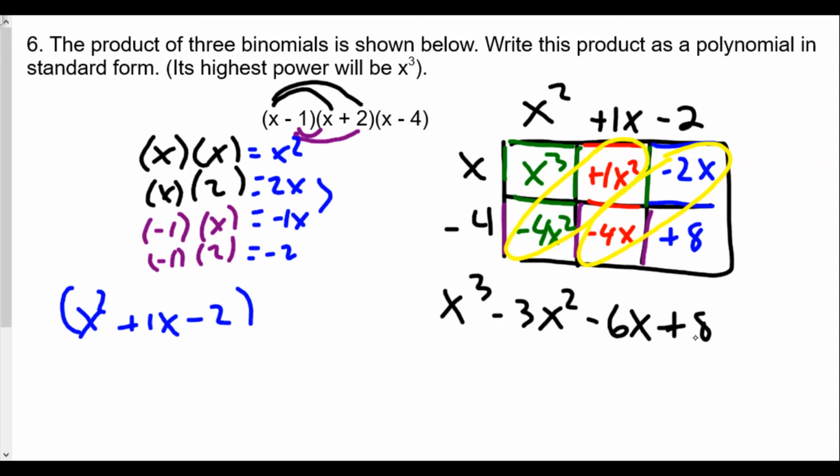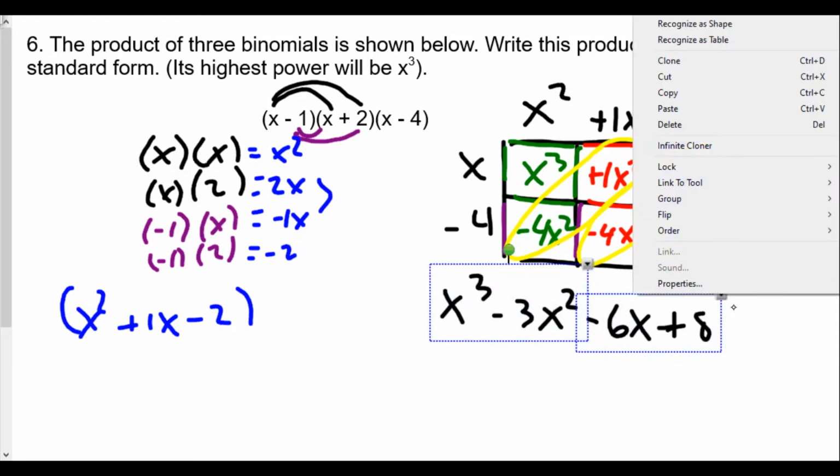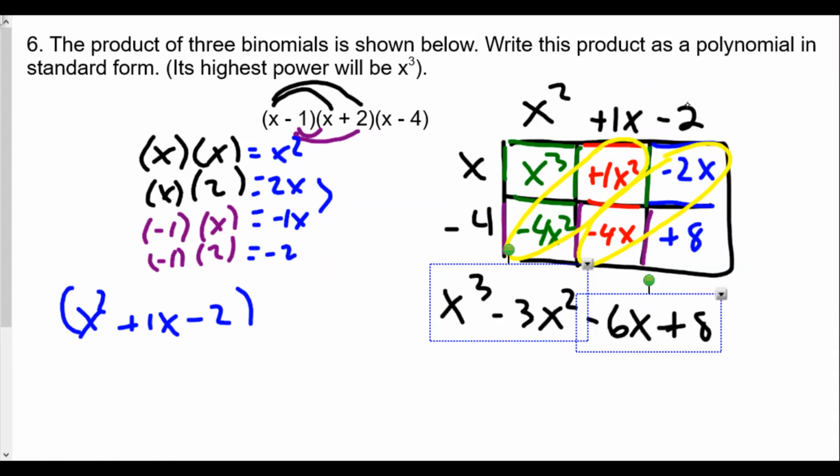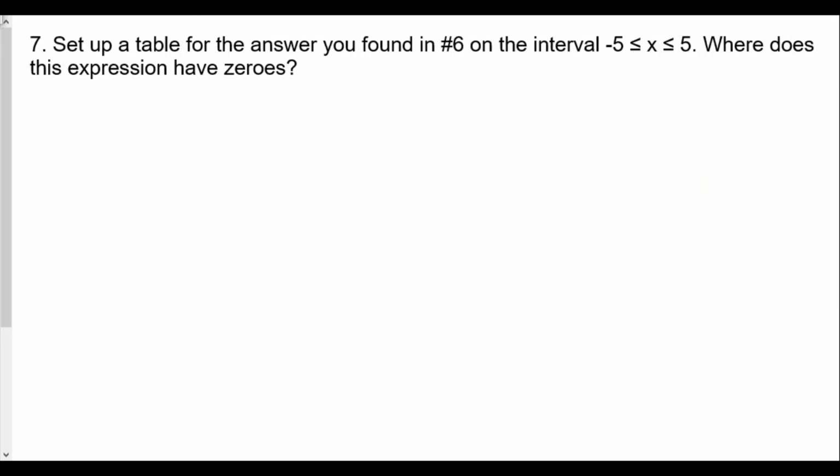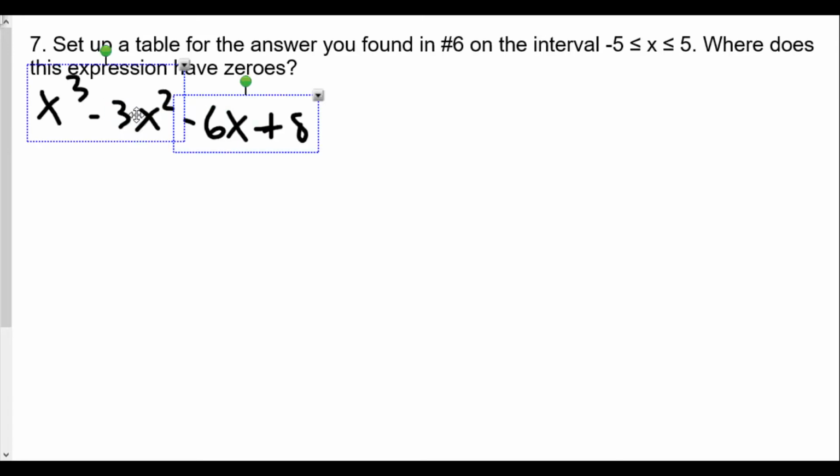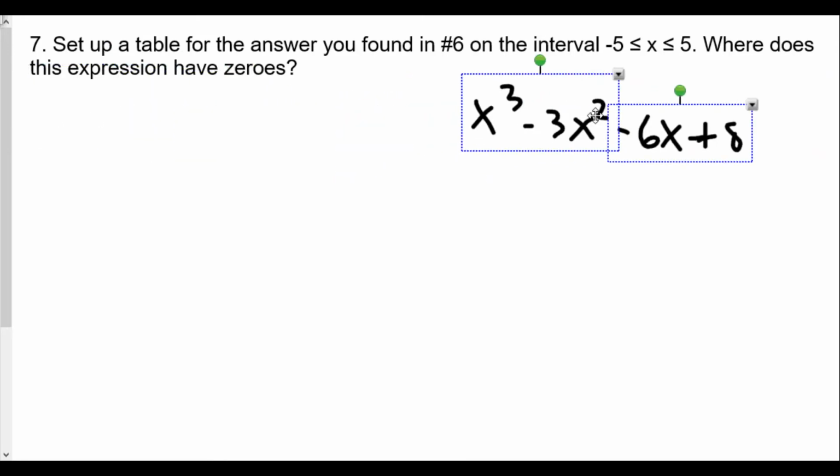Okay, so this is question number 6. Now, question number 6 is important for us because, and I'm actually going to do this here, I'm going to highlight this and copy it, because we'll see, ladies and gentlemen, that in question 7, set up a table for the answer you found in number 6 on the interval from negative 5 to 5. So here I'm going to just put this back here, paste it, and I'll put it to the side here.